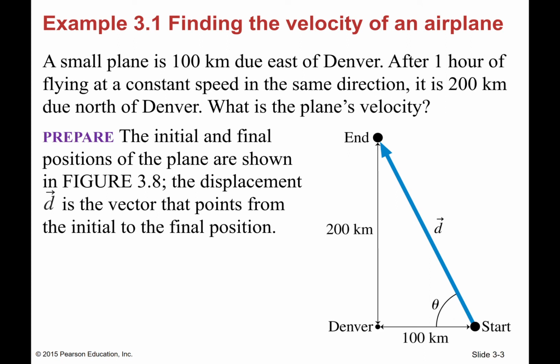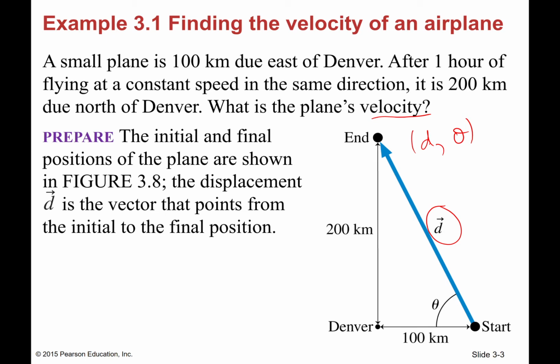So let's look at a simple example here. For instance, you have a plane that is 100 kilometers east of Denver, and then after an hour, you find the plane 200 kilometers north of Denver. So what is the velocity of the plane? We need to calculate the displacement, this vector, and then finally calculate the velocity. The vector displacement would have a magnitude and some direction, which is given by an angle. So that's how we're going to represent the vector in this problem.